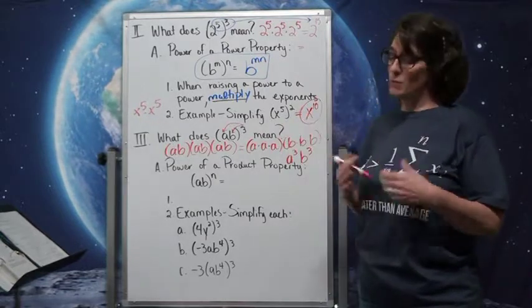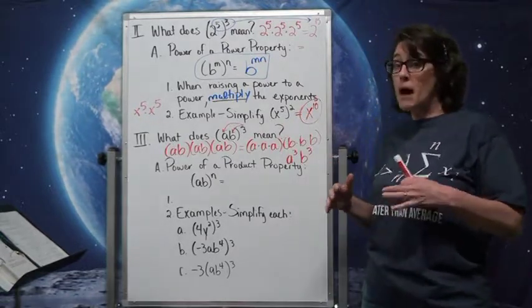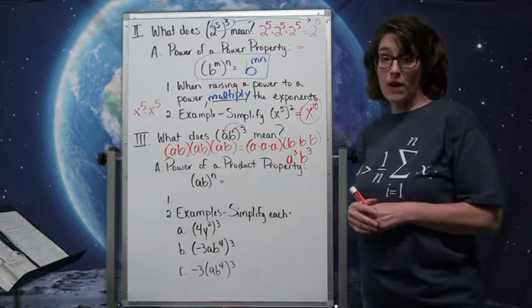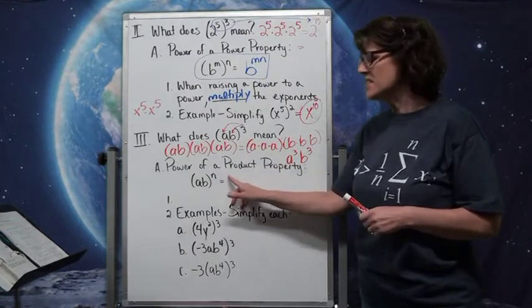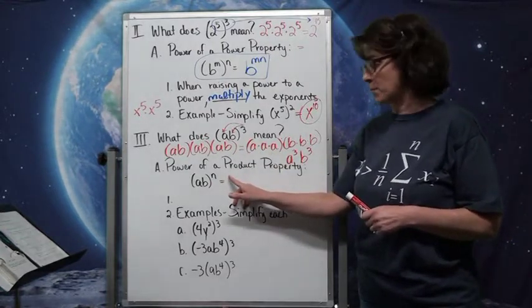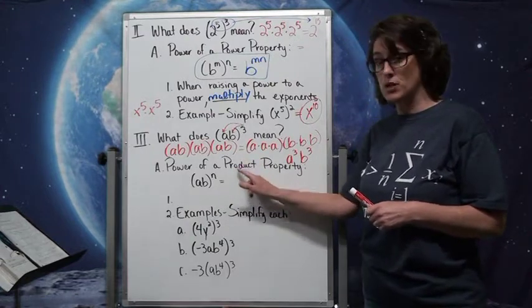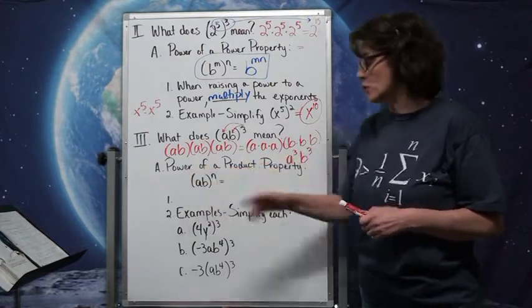But here, because I'm doing some math, I'm going to distribute the power to every single factor that's inside. And this, again, is what we call the power of a product property, because I have a product, a multiplication problem, and I'm raising it to a power.